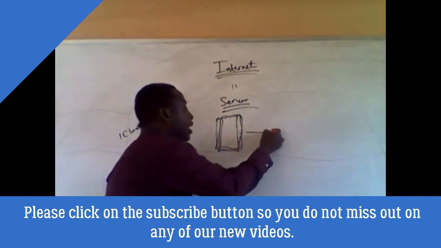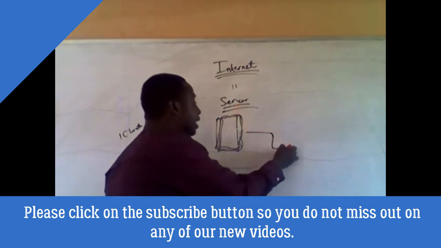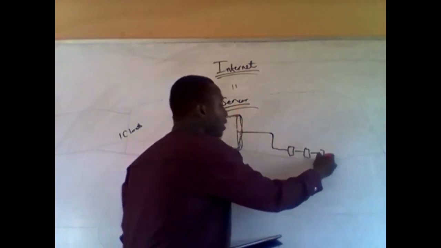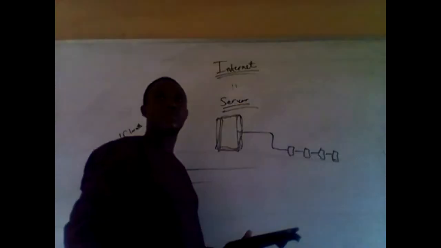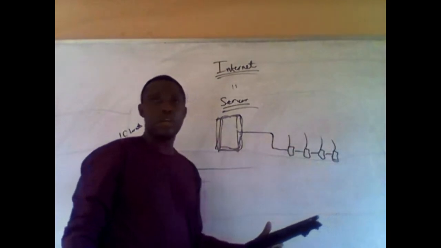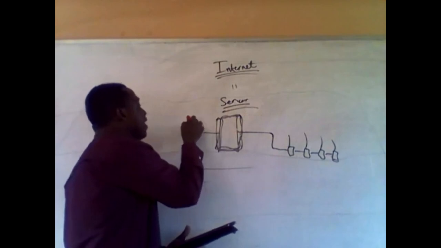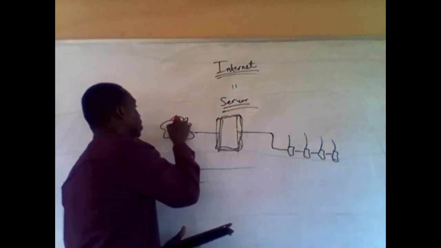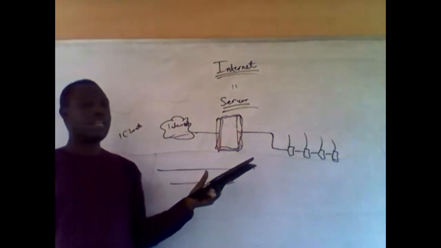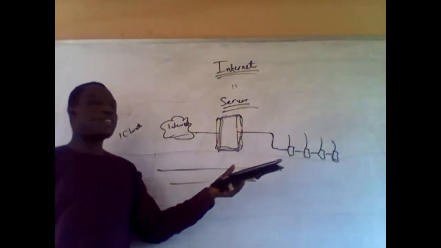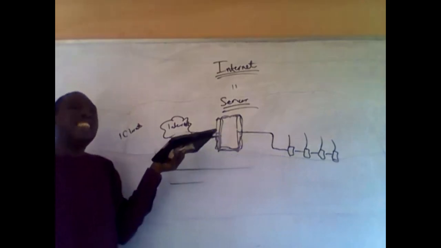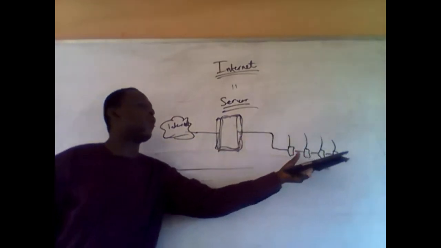Now, let me just draw a layman's diagram. Let's assume this is the cable that connects the server to all other computers. Now, this is computer one, computer two, computer three, computer four. You are able to browse on these computers. But it is the server that is directly connected to the internet. These ones are not directly connected to the internet. They are only getting the internet from the server. The server is sharing its internet resource with these computers.